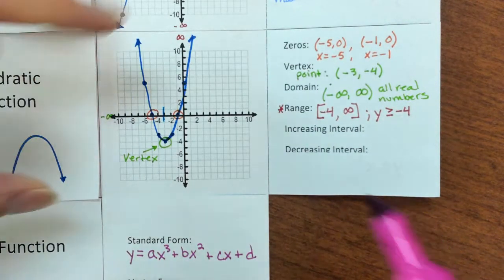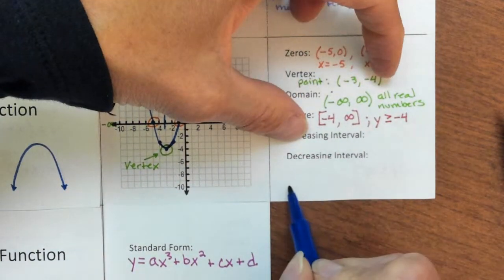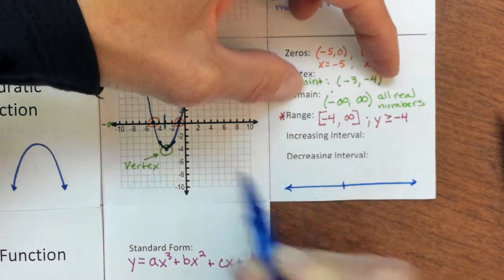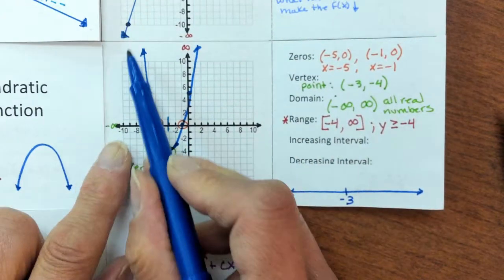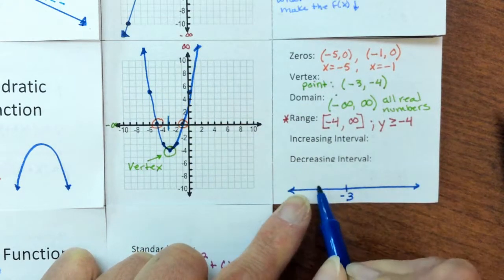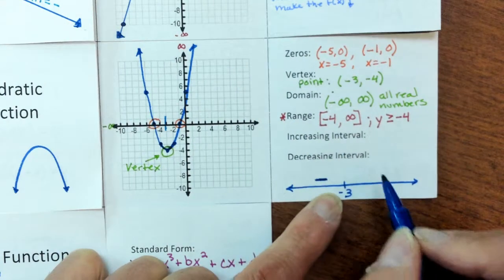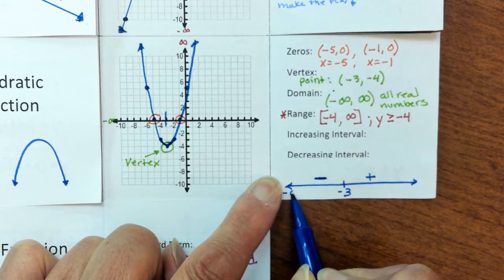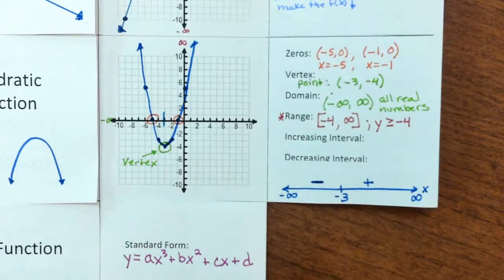I don't think I want to highlight the graph. It'd be too much on there. I'm actually going to put my x-axis down here. And right here, I'm going to write in this value, which is -3. On this side, it's coming down. I have a negative slope, so I'm going to put a minus. And on this side, I have a positive slope, so I'm going to put a plus. Way down here, I have -infinity, and way up here, I have positive infinity. And remember, that's my x-axis. I'm only looking at my x values.